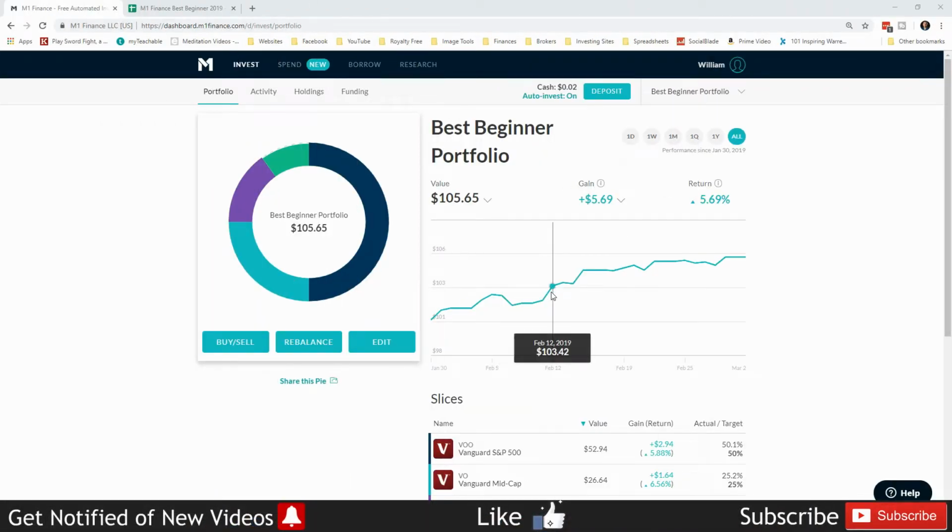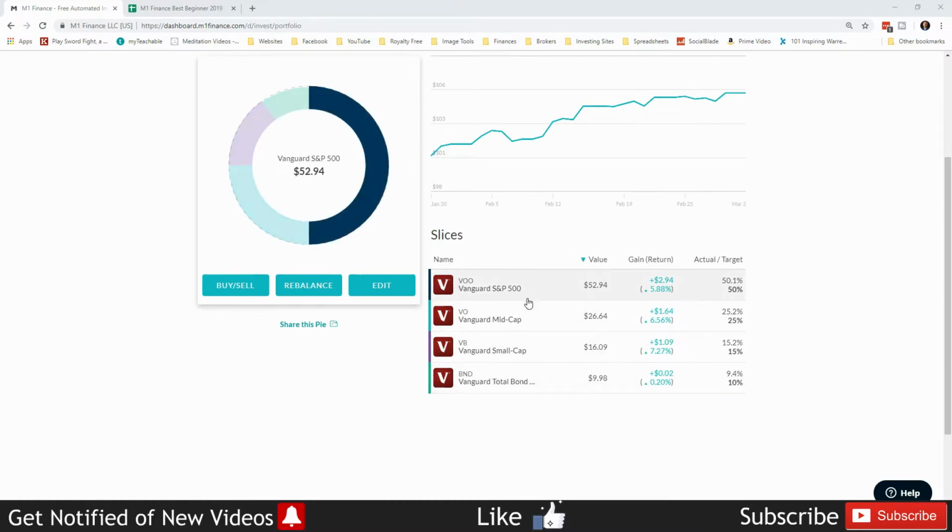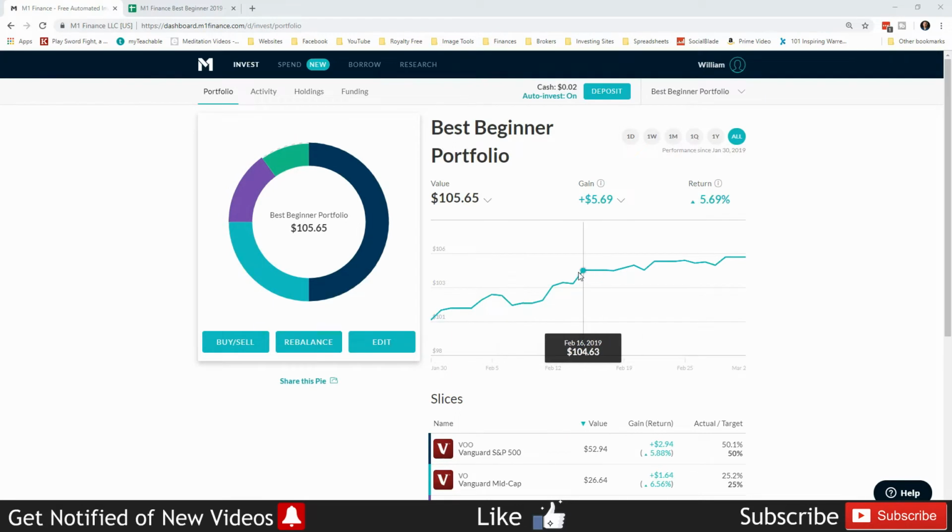This is the best beginner portfolio. This is a portfolio that I suggest everyone who is not familiar with the stock market and just wants to get into investing for their future, that you start with these funds. This is just my suggestion. I'm not a financial advisor, so do what you want.